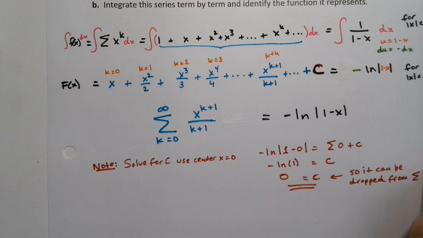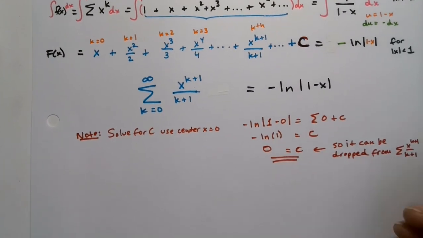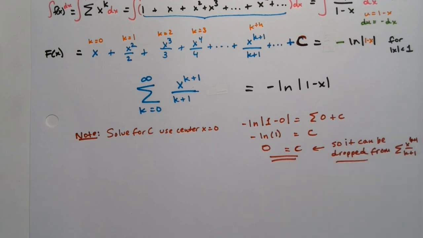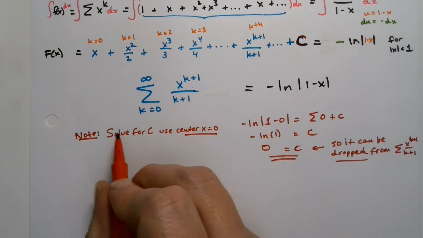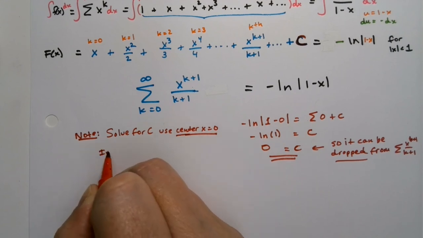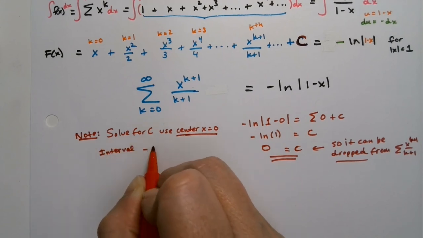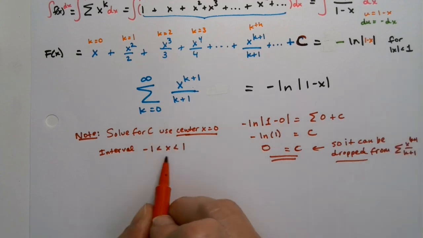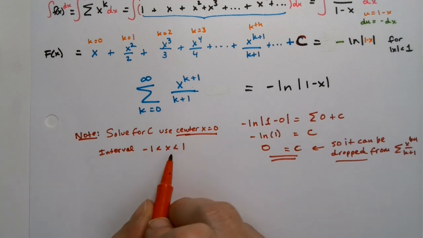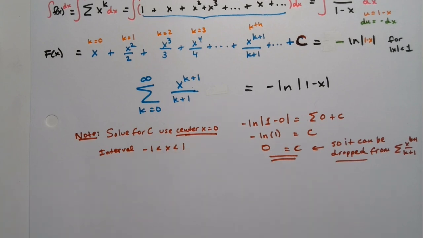So therefore, from the x to the k plus 1 over k plus 1, we don't need to write plus c. We can just drop it because it was 0. It might not always be 0. This one just worked out to be 0. All right, lovely. And notice, by the way, 0 is the center because look at your interval: negative 1 is less than x, which is less than 1. It's the interval of convergence. So 0 is the center of that, and that's where that came from.